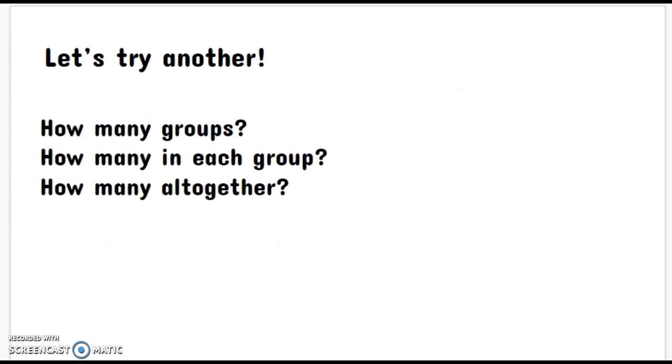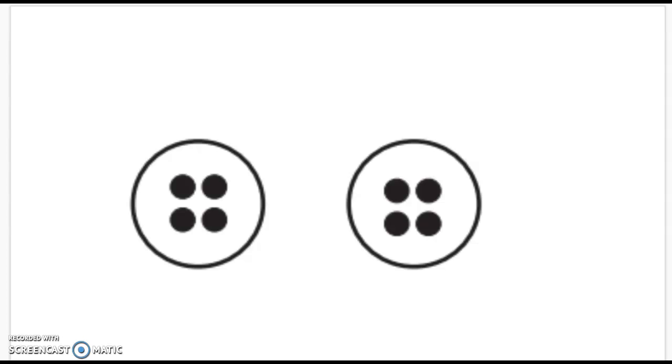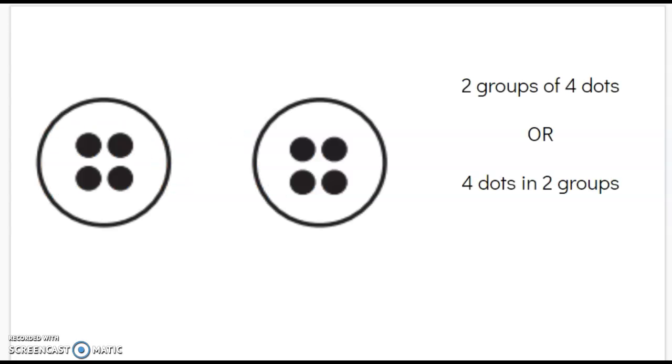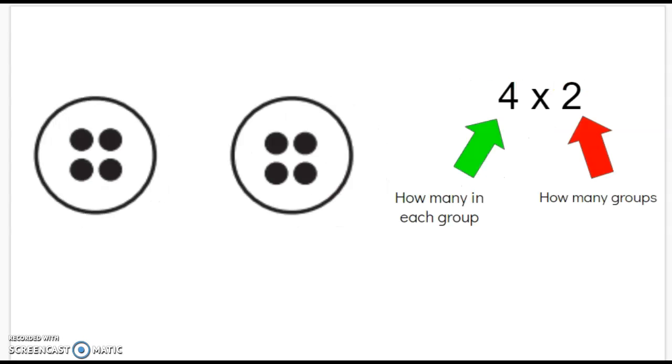Okay, one more. Are you ready? How many groups did you see? How many are in each group? How many were there altogether? Here's some options. Maybe you saw 2 groups of 4 dots, or 4 dots in 2 groups. Again, both are correct. So I said we were going to talk about multiplication, so let's look at it.